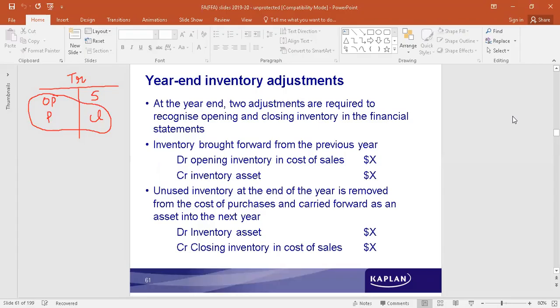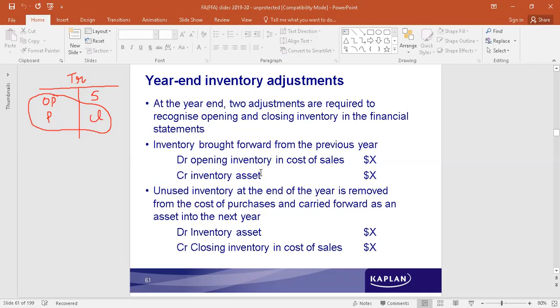At the year end, two inventory adjustments are required. One is about the opening inventory, another is about the closing inventory. Opening inventory is the inventory which is brought down from the previous period to the current period. It is the opening balance of the asset. Opening inventory is moved from the inventory asset to cost of sales.